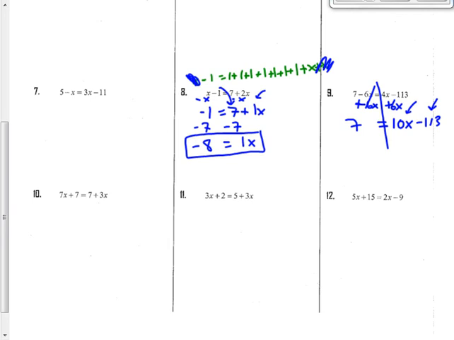The negative 13 is the first thing I want to get rid of using SADMAP, get rid of subtraction and addition first. So I add 13 to both sides, which gives me 120 equals 10x. To get rid of the 10, I have to divide by 10. And 120 divided by 10 gives me a 12. And that's all of the situations that are going to happen.